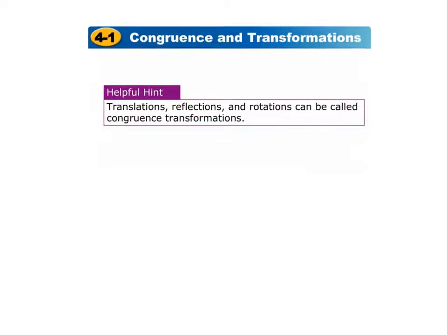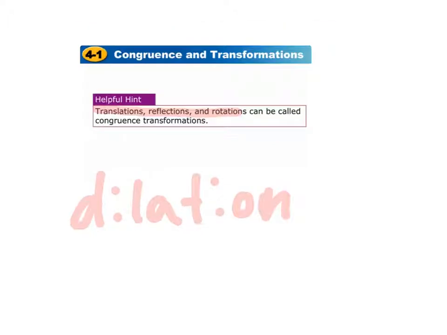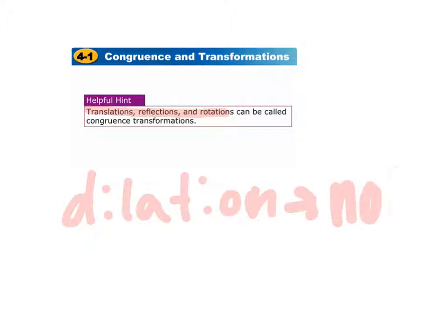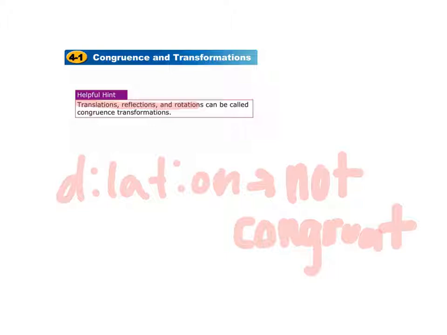Helpful hint. Translations, reflections, and rotations can be called congruence transformations. So translations, reflections, and rotations are the only ones that are congruent. The one that's not congruent is dilation. So out of the 4 transformations that we have, the only one that's not congruent is dilation.